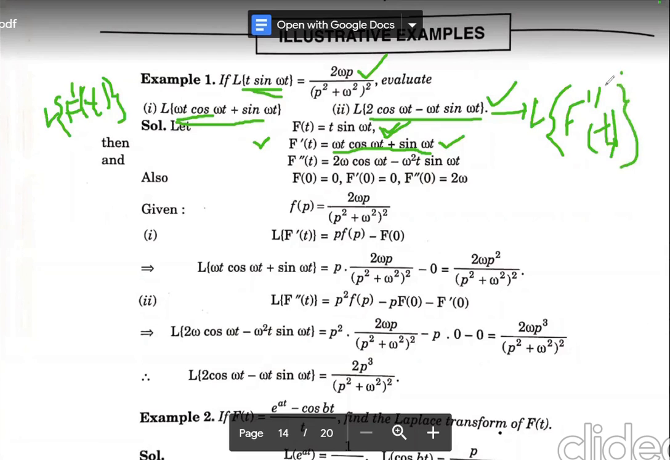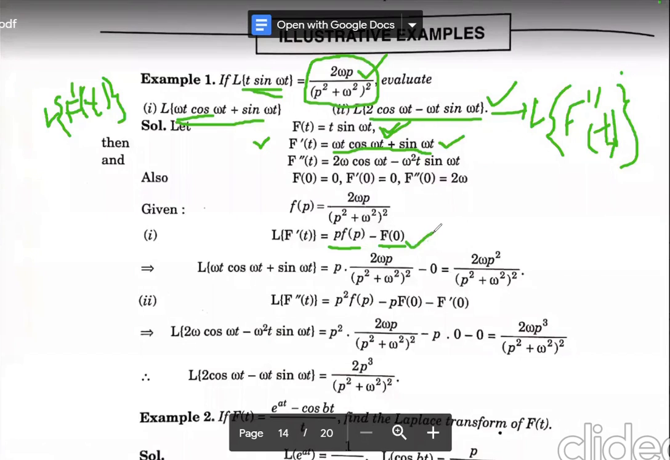So very simple. As you know, the Laplace transform of the first order derivative is p into f of p minus f of 0. So f of p is already given. The Laplace transform of f is this one, so this is your f of p. So f of p is twice omega p by p square plus omega square. So p into this f of p minus f of 0.